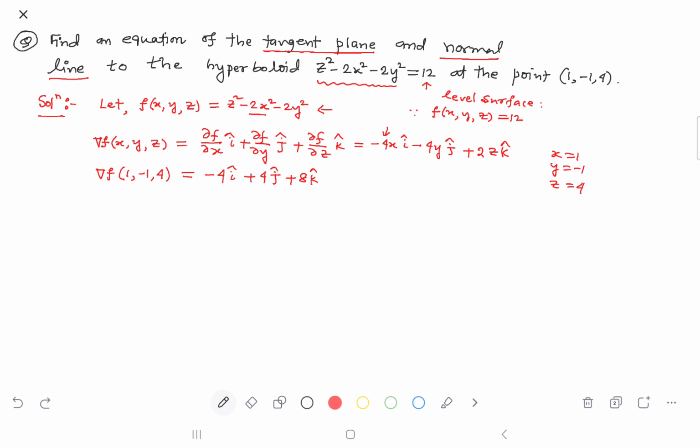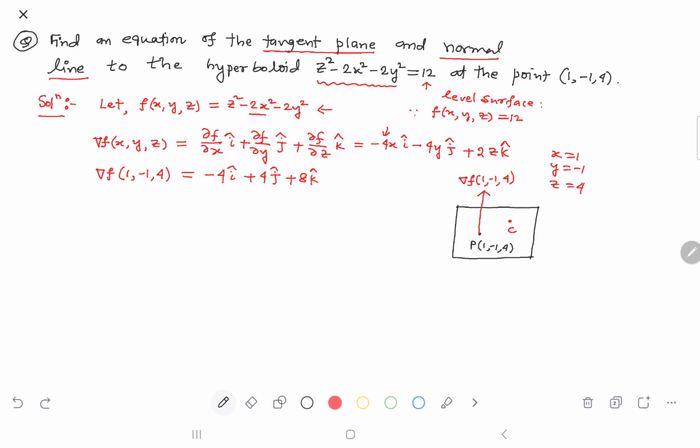Okay, so you can say that this is the tangent plane at the point, let's say P, having coordinates (1, -1, 4). So now you have the normal line to the tangent plane. The normal line is given by the gradient of f at (1, -1, 4), right?